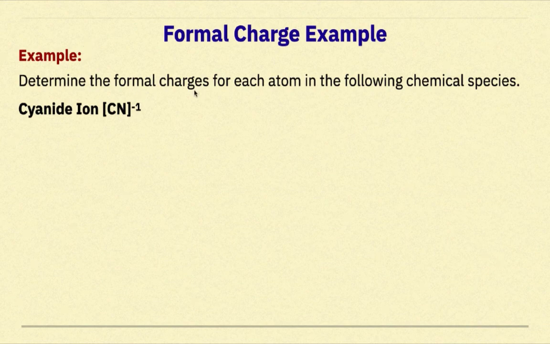Determine the formal charges for each atom in the following chemical species. This time we're going to look at the polyatomic, the cyanide ion, CN-1. So what do we have to work with here?